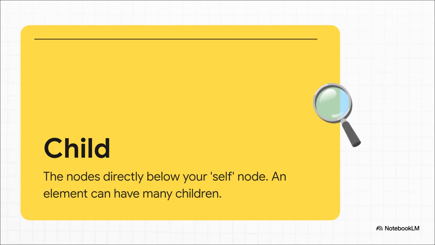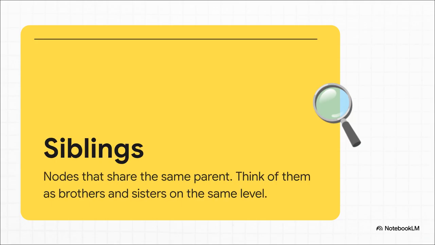And of course, if you can look up, you can also look down. From our starting node, we can find its children. These are all the elements nested directly inside it. And unlike a parent, an element can have lots of children, which is how the tree starts to branch out and get complex. Now, any elements that share the same exact parent, we call those siblings. Thinking of them like brothers and sisters is the whole secret to navigating sideways, moving from one element to another on the same level of the tree.